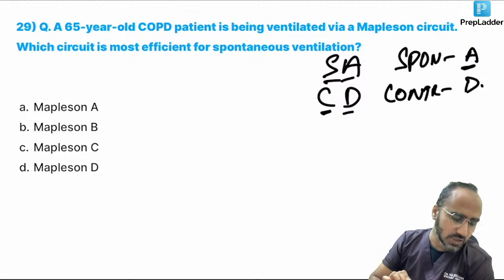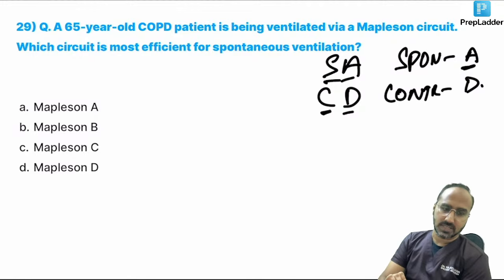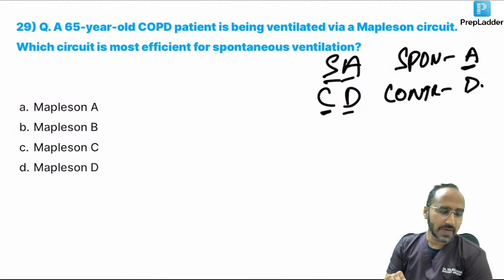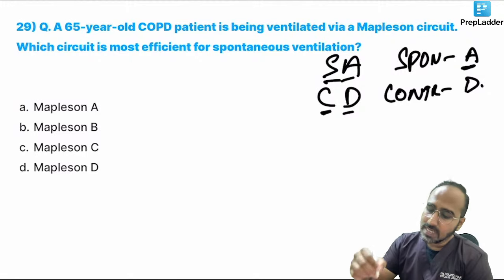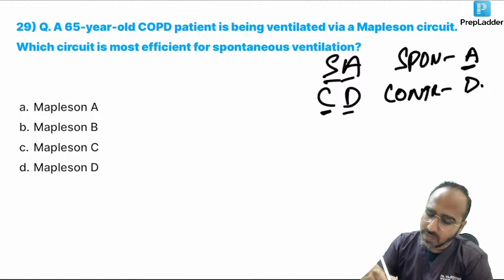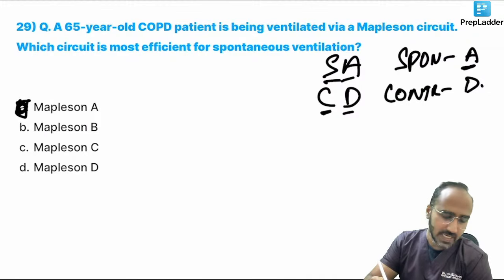So what's the answer over here guys? Carbon dioxide, I told you 1, 6 and 2, 6. Okay. So look over here. The circuit of choice for spontaneous ventilation over here is what? It is the Mapleson A circuit.